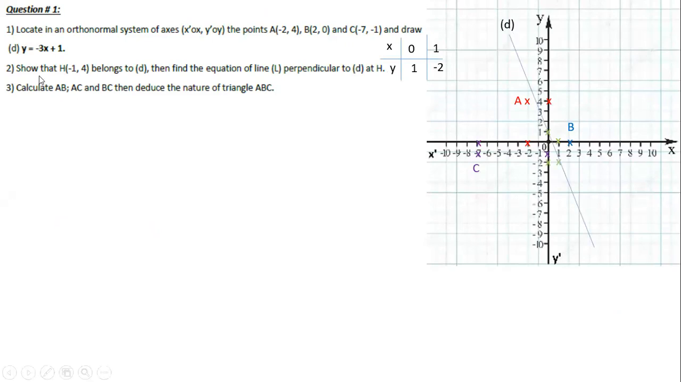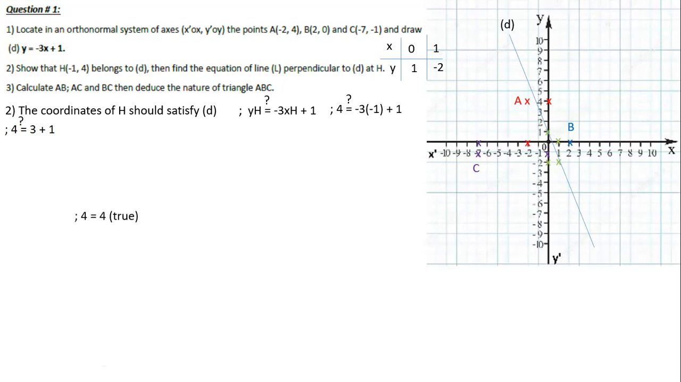In part 2, show that point H belongs to line D. Please don't forget, whenever we need to prove that a point belongs to a straight line, we should say the coordinates of the point H should satisfy straight line D. So we go to straight line D. Instead of Y, we replace YH. Instead of X, we replace XH. We should get two equal sides. If we get two equal sides after calculation, as we got here, 4 is equal to 4, this is true. So we say point H belongs to D.